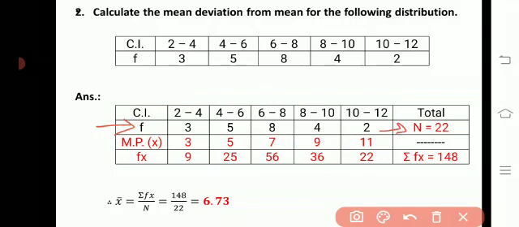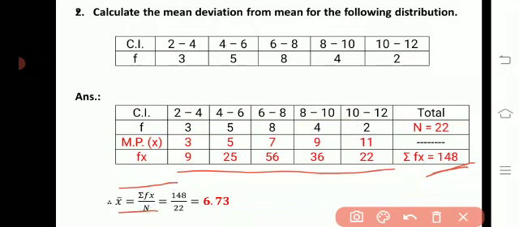Then we have to find f into x. Here f is frequency and x is midpoint. So 3 into 3 you will get 9, 5 into 5 you will get 25, 8 into 7 you will get 56, 4 into 9 is 36 and 2 into 11 is 22. Then we have to add all fx values. You will get summation fx is equal to 148. Then the x bar formula we have, x bar is equal to summation fx upon N, that is 148 divided by 22. After simplification you will get arithmetic mean x bar is equal to 6.73.